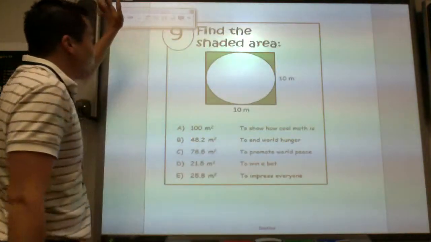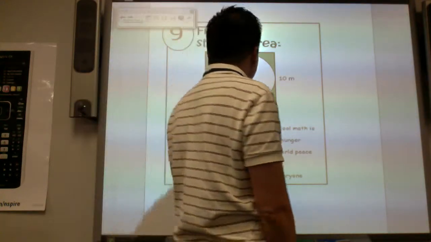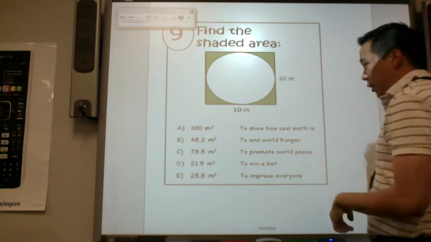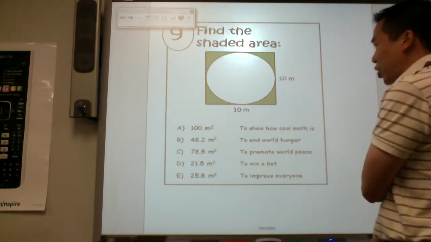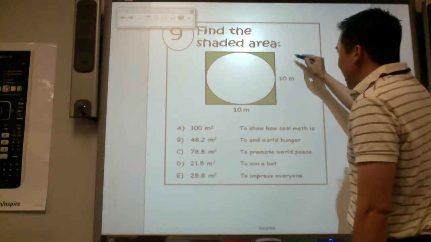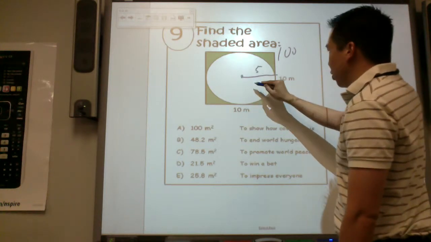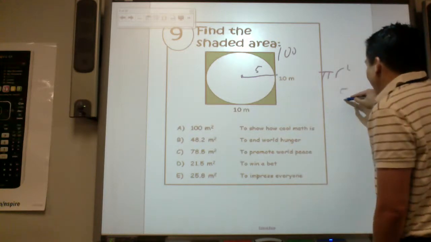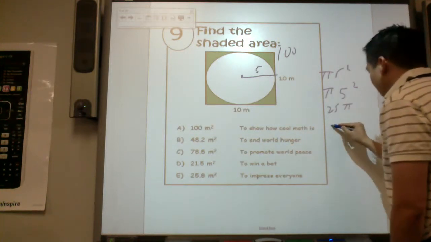And the very last one. Find the, please make it a left. Yes. Find the shaded area. So shaded area is the green part. So as I can tell, I see two shapes. I see a square and a circle. Let's do the area of a square. 10 by 10 is 100. Let's do the area of a circle. Remember, find a radius. Radius is 5. So that's 25 pi.